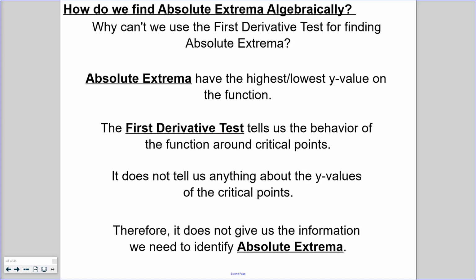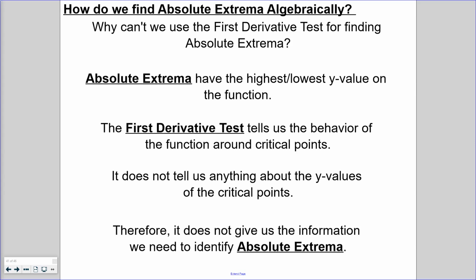Alright, so how do we find absolute extrema algebraically? We know that we have to go through the steps, but why do we actually have to go through those steps? Why can't we use the first derivative test for finding absolute extrema? You don't really need to copy anything down on this page, which is why I made it all available. I just wanted to go through some of the reasoning behind this so that we can keep it in our mind. So again, why can't we use the first derivative test for finding the absolute extrema?